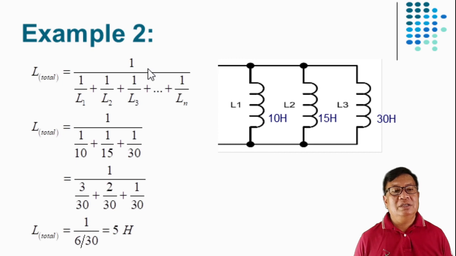Mayroon po tayong example dito. So, we have this circuit, L1, L2, L3, and they are connected in parallel. So, we have L1 is 10, L2 is 15, L3 is 30 henry. So, ito po yung solution natin to solve for the total inductance. Okay, so more or less we have 5 henries of total inductance.